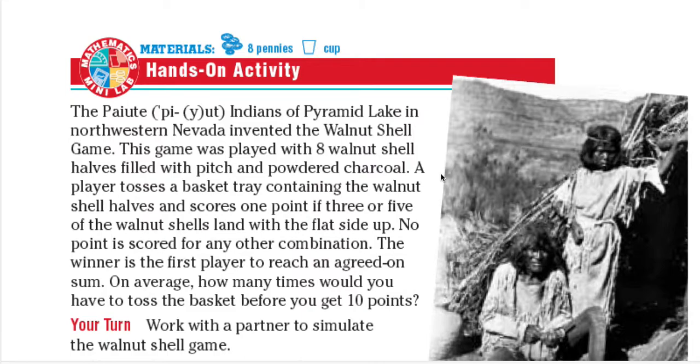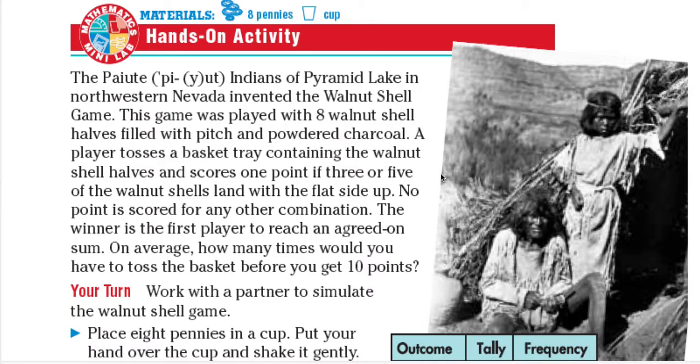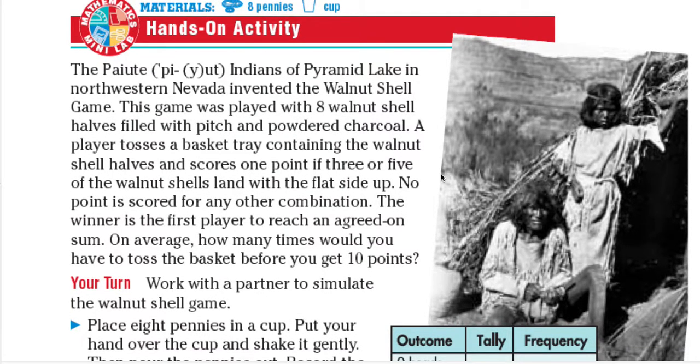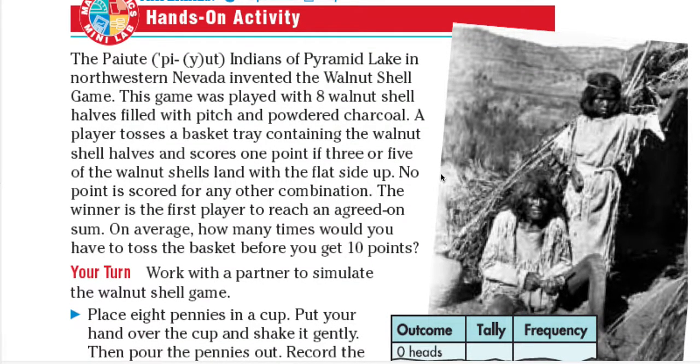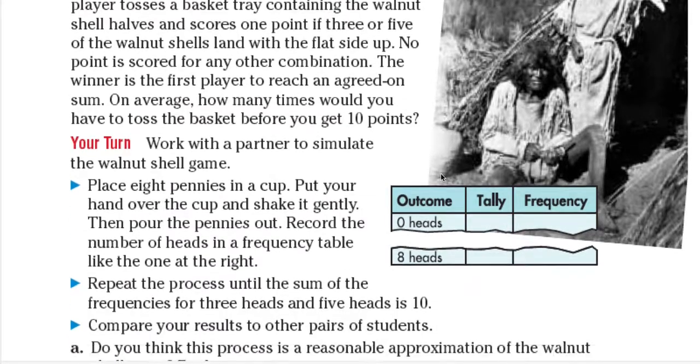The winner is the first player to reach an agreed on sum. On average, how many times would you have to toss the basket before you get 10 points? Okay, and this is a good way of finding the probability of an event by actually doing it. So, if you have the time, work with somebody to simulate the walnut shell game.